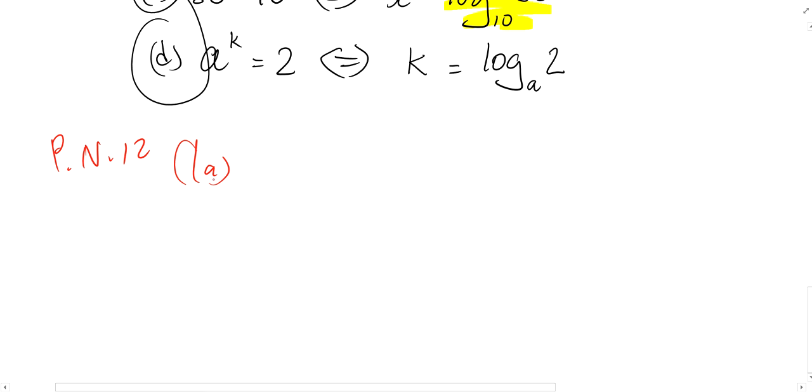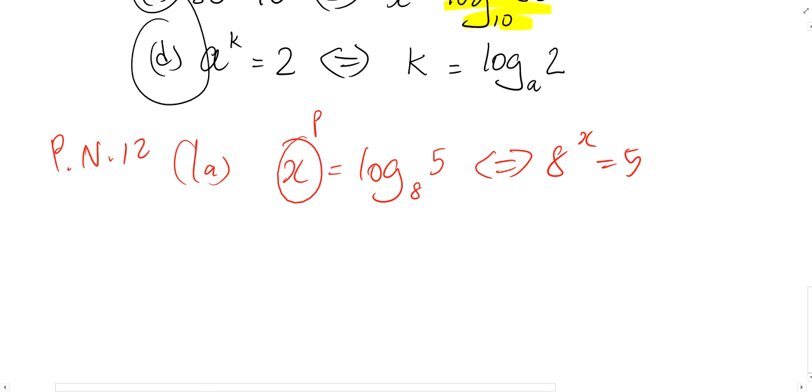Question 1a, x equals log base 8 of 5. Convert to the exponential form, 8 to the power of x equals 5. Okay, just look at the base. The base is 8, so I write down 8. Then this is the power, so put it over here. Then what is left is just 5.